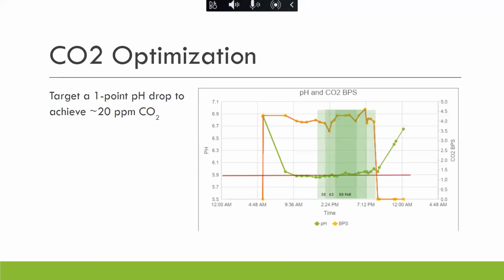Okay, the very last subject is CO2 optimization, right? CO2 is the main carbon source for your plants, and it is a major nutrient for them. And so with your CO2, you are in essence looking to target a 1-point pH drop to achieve approximately 20 parts per million of CO2 in your tank.